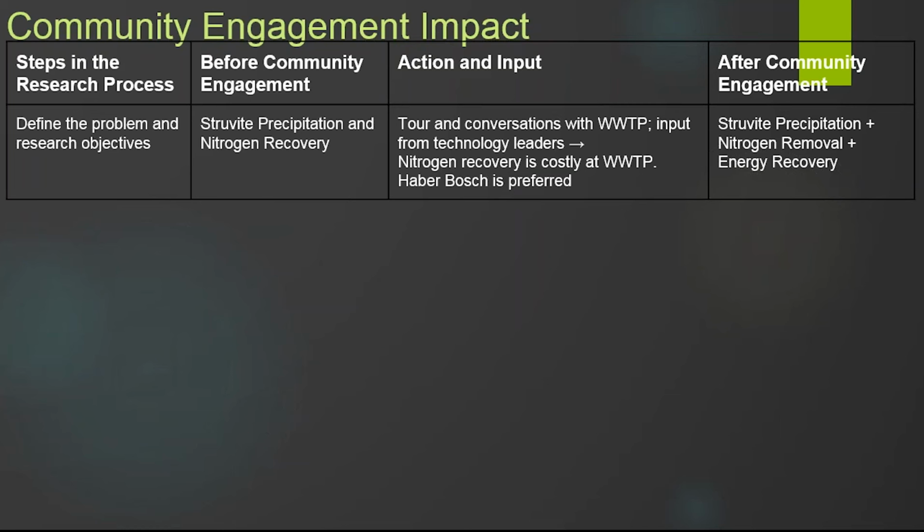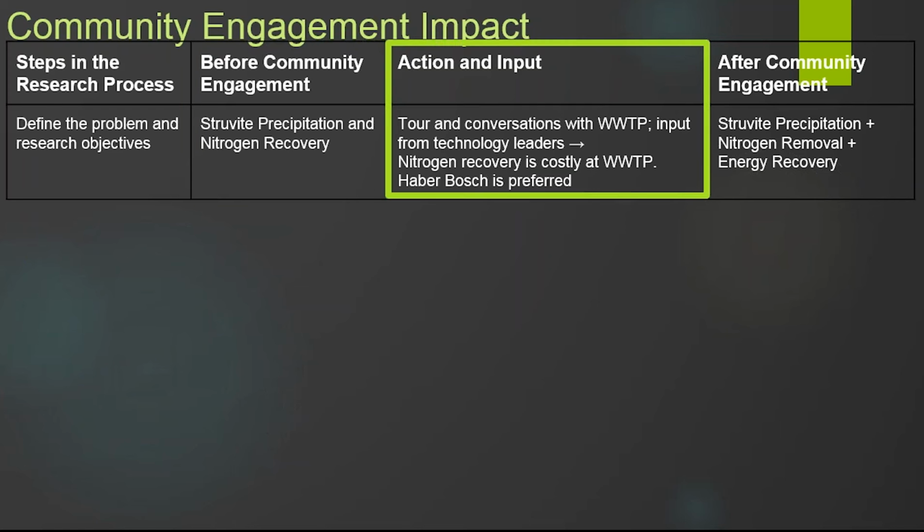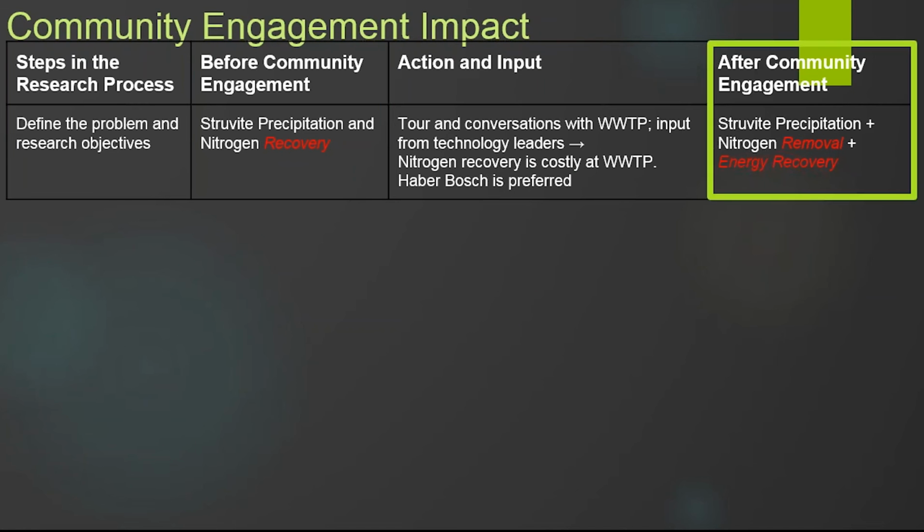The first step in the research process was to define the problem and research objectives. Before community engagement, I planned to research struvite precipitation coupled with an innovative method of nitrogen recovery. After taking a tour of Howard Curran Advanced Wastewater Treatment Plant and conversations with technology leaders, I heard that nitrogen recovery is considered very costly at wastewater treatment plants because alternate processes to recover ammonia fertilizer, like the Haber-Bosch process, are more economically favorable. After community engagement, my research is now on the topic of struvite precipitation coupled with an innovative method for nitrogen removal and energy recovery.